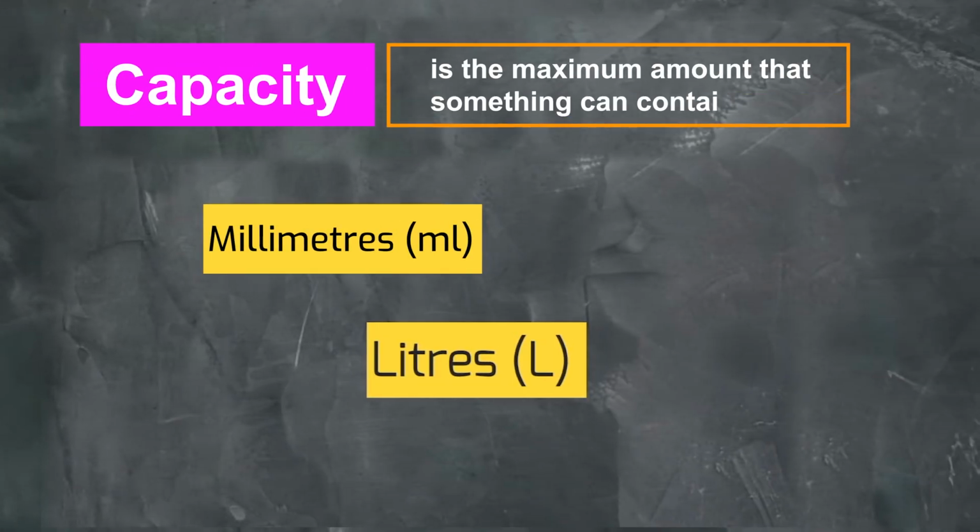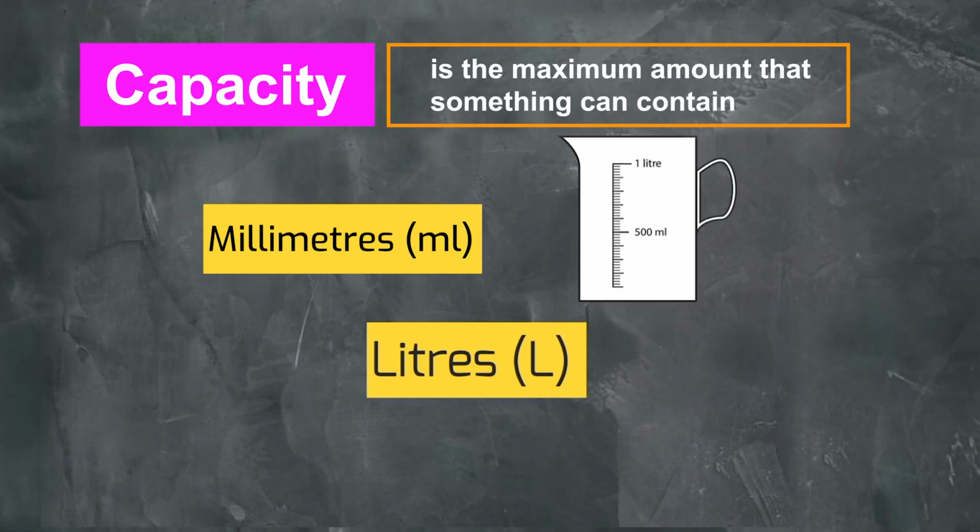Capacity is the maximum amount that something can contain, and again we can see that there are different units of measure. Our smaller units of measure are millilitres, and they are abbreviated as ml, and our larger units of measure are litres, and they are abbreviated with an L. Millilitres and litres can be measured on this jug. You can see the different incremental jumps. It's important to remember that you need 1000 millilitres to make up 1 litre.